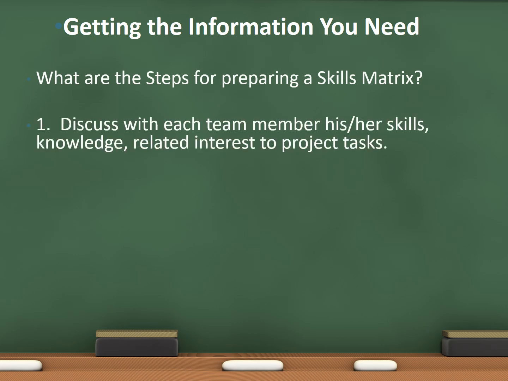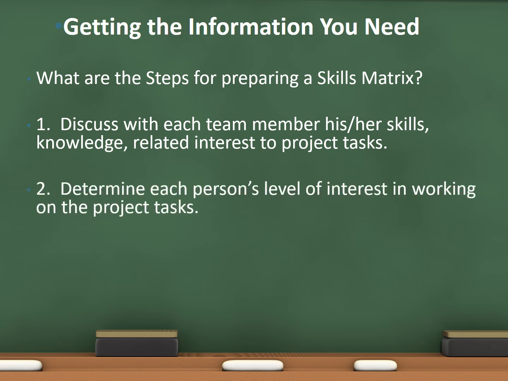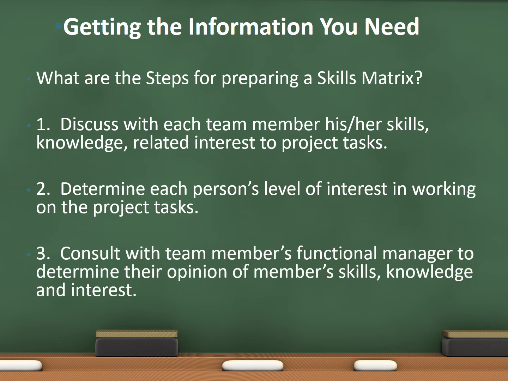Number one, you have to discuss with each team member what his or her skills are, what their knowledge is, and what their related interests to the project tasks are. What would they like to do? Determine each person's level of interest in working on the project tasks, and consult with team members' functional manager to determine their opinion of the member's skills, knowledge, and interest in this project.